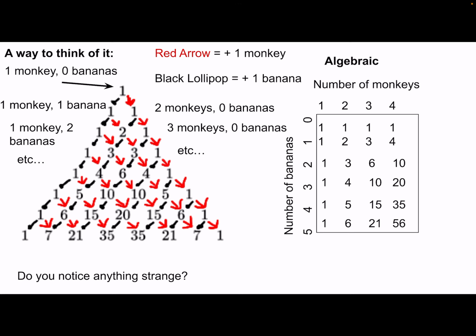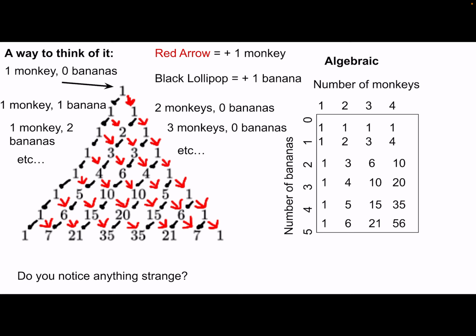One way to think of it is with Pascal's triangle. If you think of the top one as having 1 monkey and 0 bananas, and for every red arrow increasing the number of monkeys by 1, and for every black lollipop increasing the number of bananas by 1, then you can quickly find out how many ways you have to reach a certain amount of monkeys and bananas.